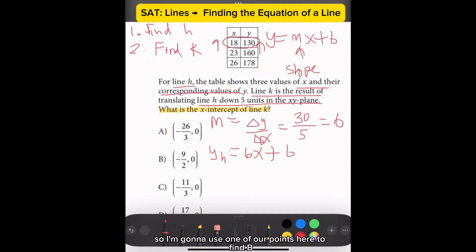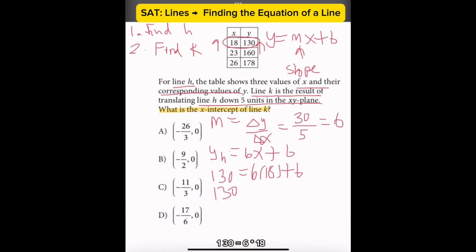We don't know what b is yet, so I'm going to use one of our points here to find b. That will be 18, 130. So y is 130, 6 times x, that will be 18, plus b. 130 equals 6 times 18. That is 108. 108 plus b. So subtracting 108 on both sides, 130 minus 108, that is 22 equals b.